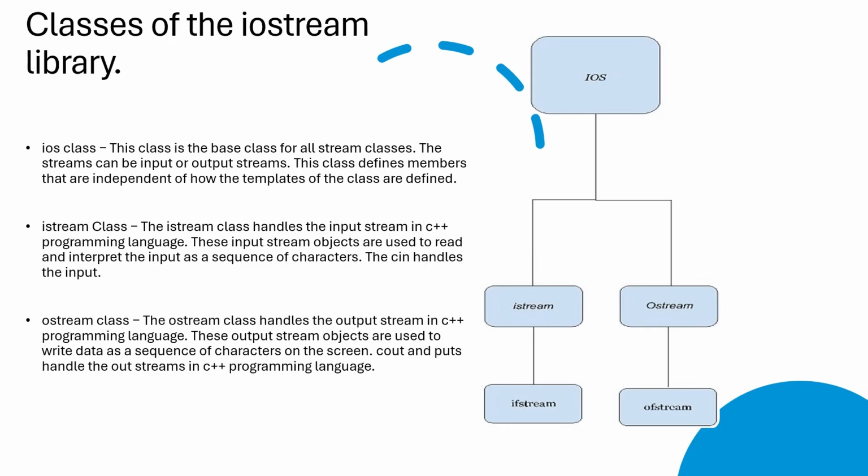Next, istream classes. The istream handles the input stream only for the programming language, and it is used to read the input as a sequence of characters, and it handles the cin input function. Ostream classes. The ostream class handles the output stream in C++, as with cout for the output stream, like any display output devices. Using output devices, it displays the output.